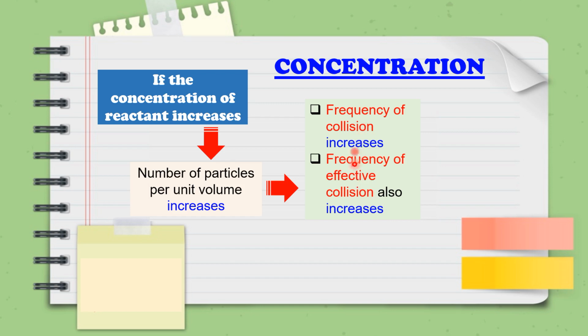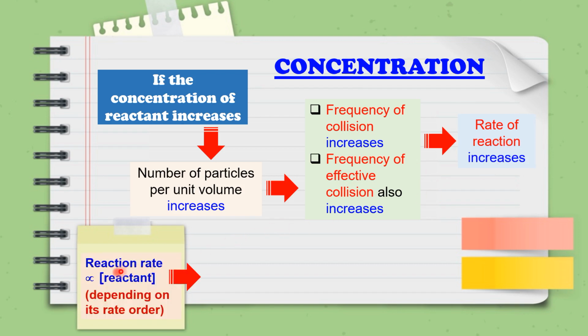So there is a difference between these 2 points. Frequency of collision increases means the molecules are merely colliding, not necessarily effective collisions. Among the many collisions, some will produce effective collisions. So as a result, the rate of reaction increases. So we can conclude that the rate of reaction is directly proportional to the concentration of the reactant.